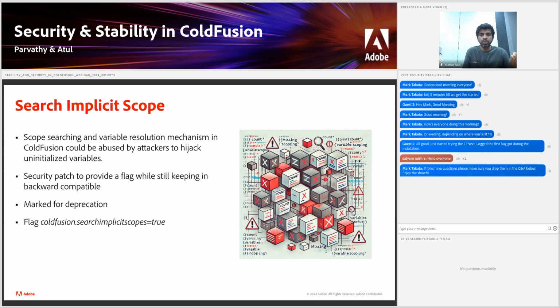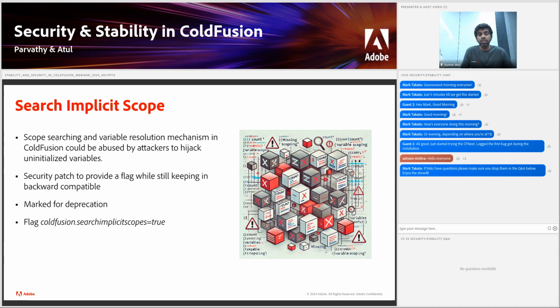This is very susceptible to being abused by attackers, because if a variable is not present in a particular scope, it tends to look elsewhere, and if it finds it there by some scenario, then you are giving wrong information back, and that kind of thing can be abused by attackers. So we immediately looked into the severity of this issue, released a security patch and provided a flag.